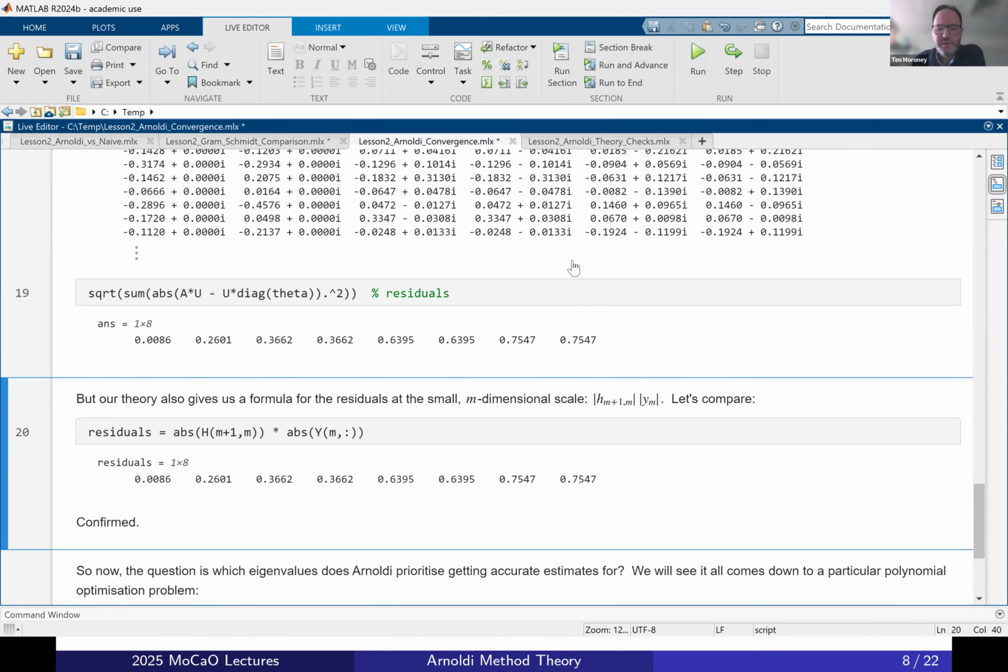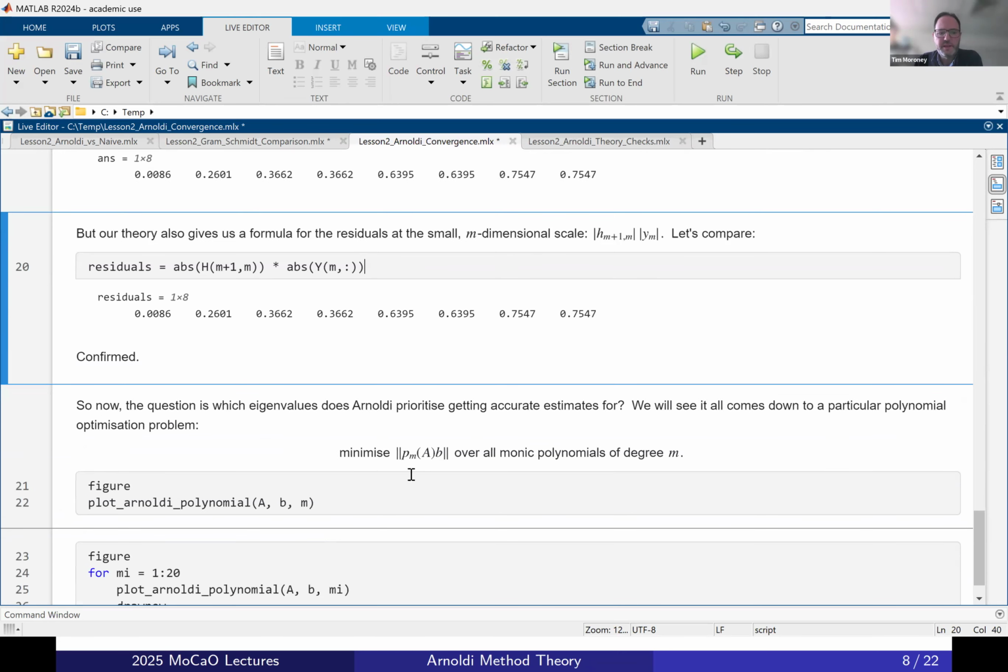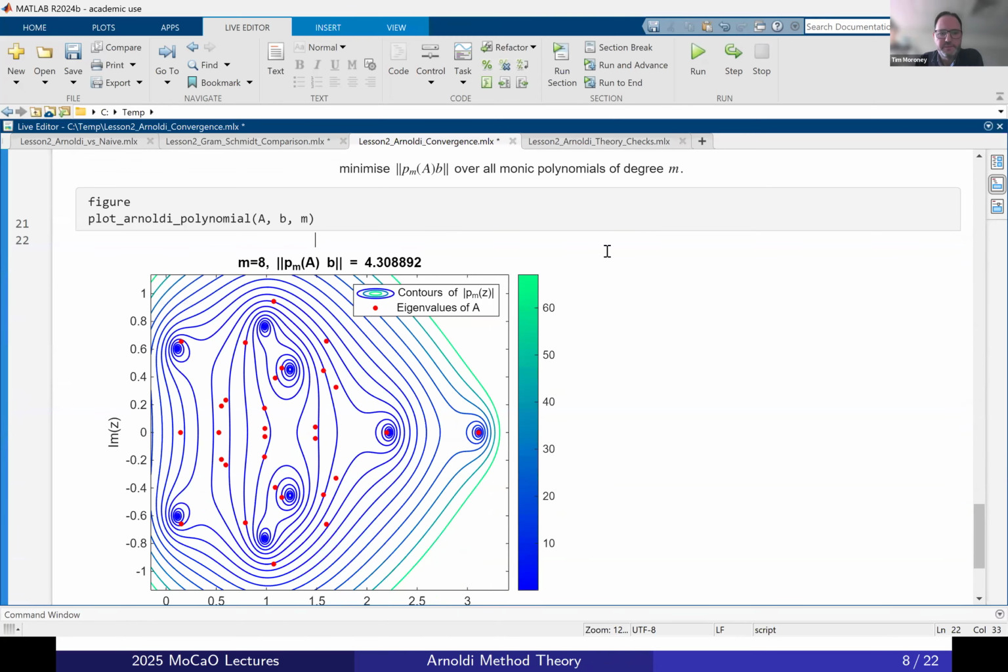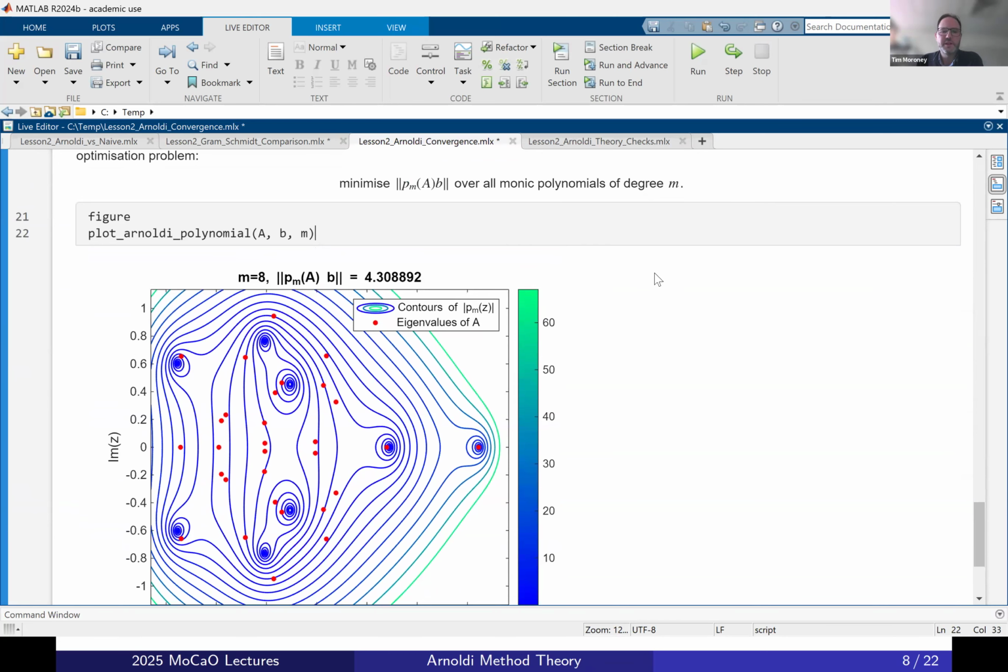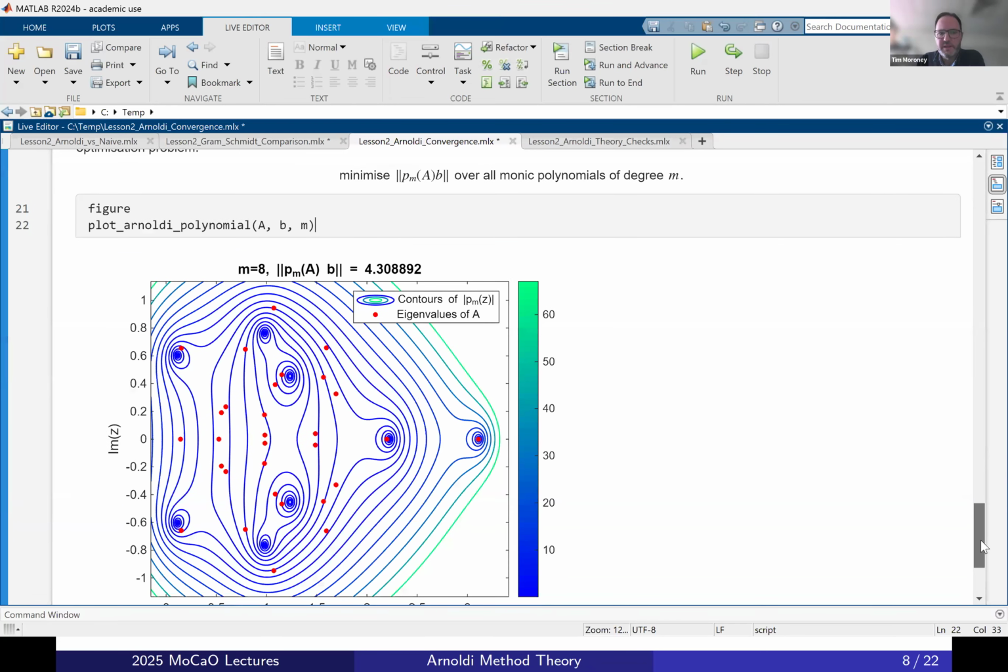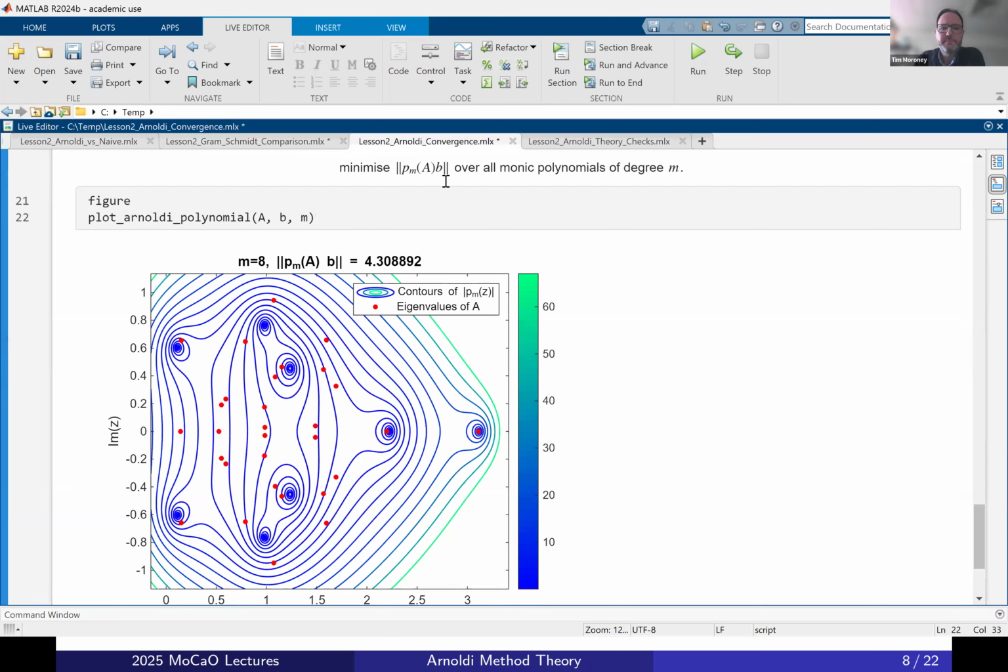But now the question is, this is what we're going to answer today: which eigenvalues does Arnoldi prioritize getting accurate estimates for? Surprisingly, the answer all comes down to a picture that looks something like this. What Arnoldi is really doing is minimizing Pm of A times B in norm over all monic polynomials of degree m. Now that does seem to come out of nowhere, but we're going to get there.